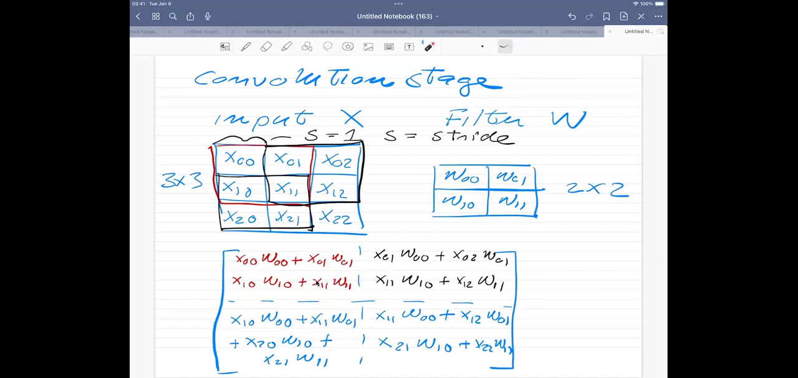Say it again, yeah, it's a 2x2. So this is the matrix which you see here. This is your output from convolution. So this is the output.